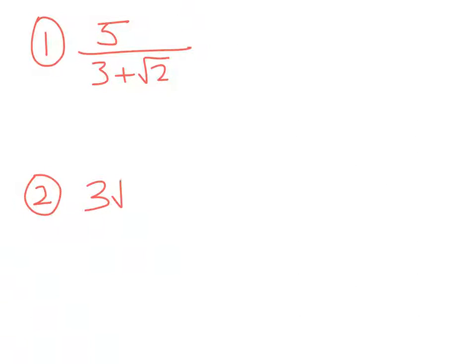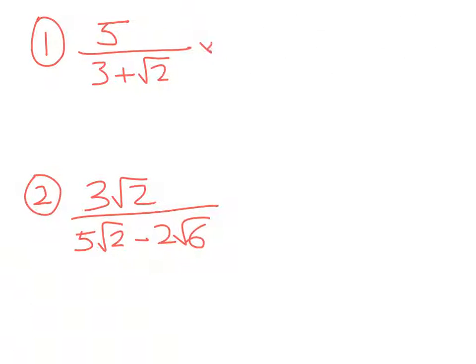Okay, we'll go back to number 1. So example 1, 5 over 3 plus root 2. Example 2, 3 root 2 over 5 root 2 minus 2 root 6. Got to make things a little bit harder. Now I'm just going to fit 2 on that slide. So off you go, pause and try and work them out. And in each case you find the conjugate surd and you times top and bottom by the same thing.